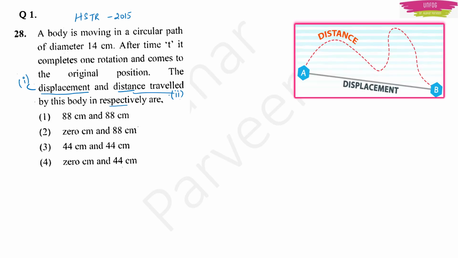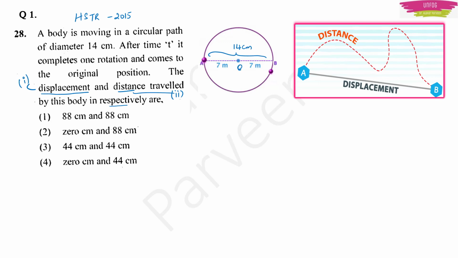You can more clearly understand the difference between distance and displacement. Distance means how much path that body has covered, how much path that body has traveled. That is distance. Displacement means the final position minus initial position of that body. Okay. That is your displacement. Now we have to find the displacement and distance, and the situation is that there is one circular path and the diameter of this circular path is 14 centimeter. That means the radius of this circular path will be 7 centimeter.